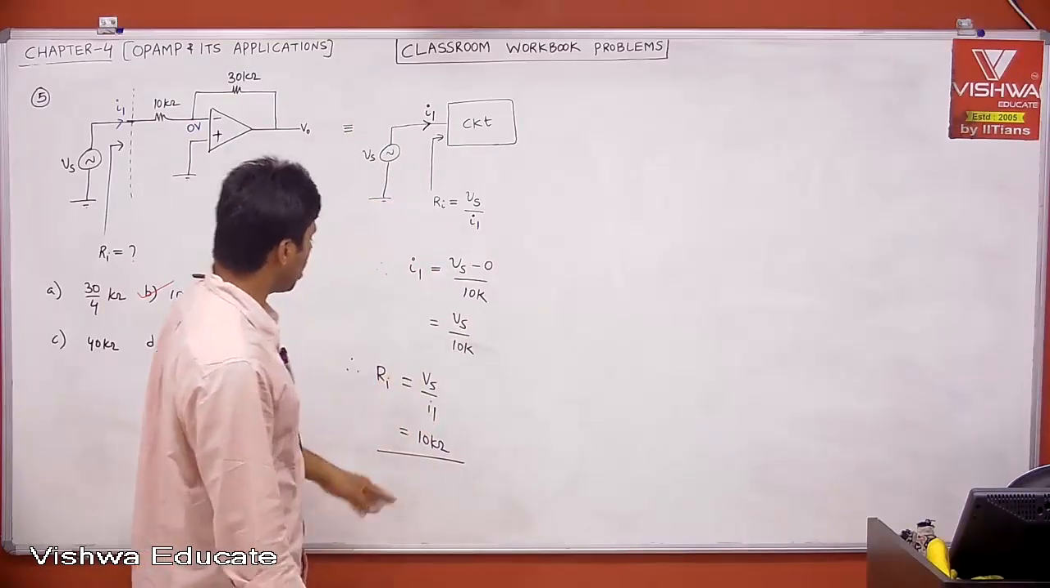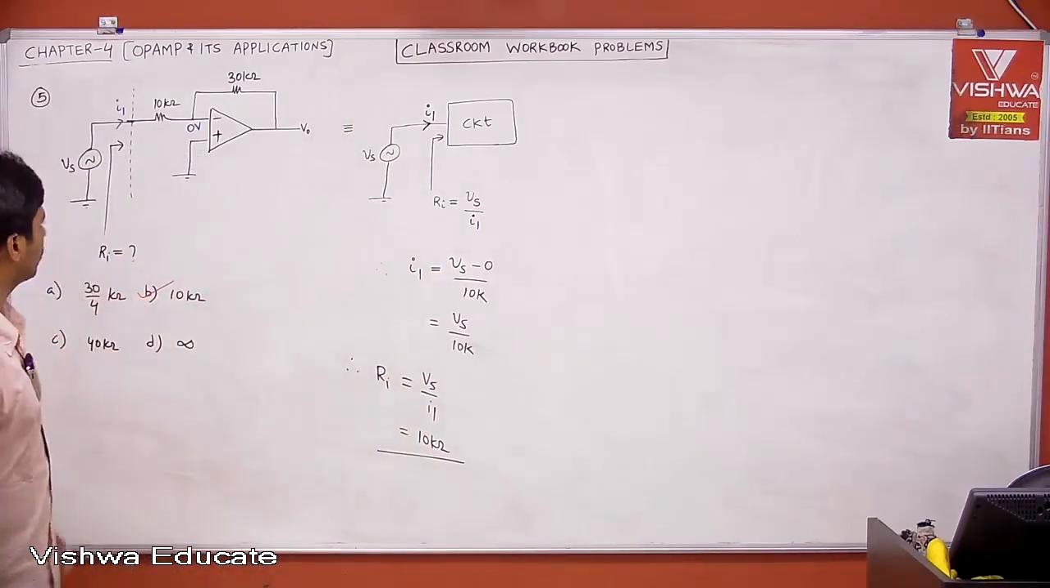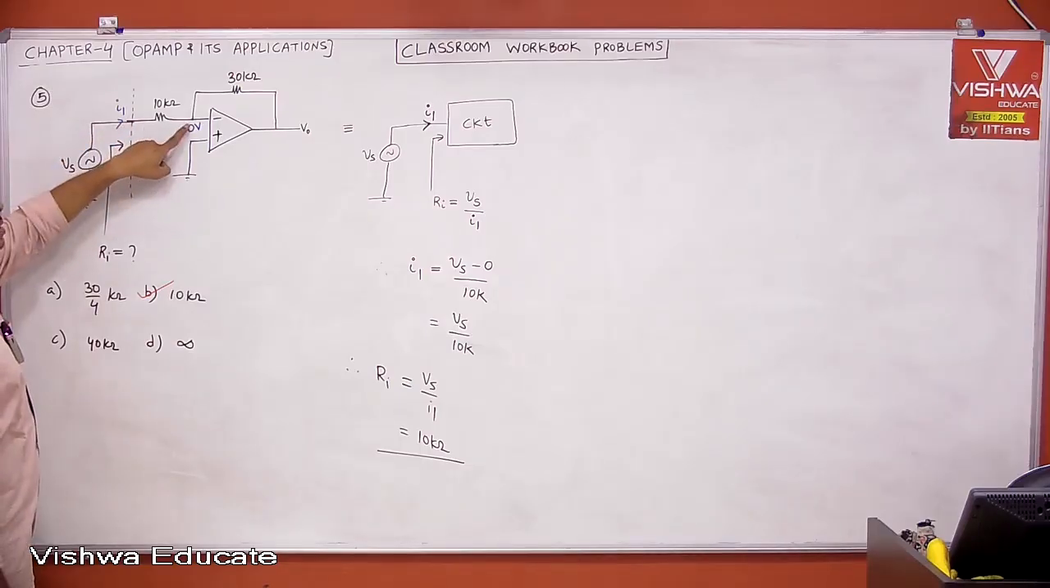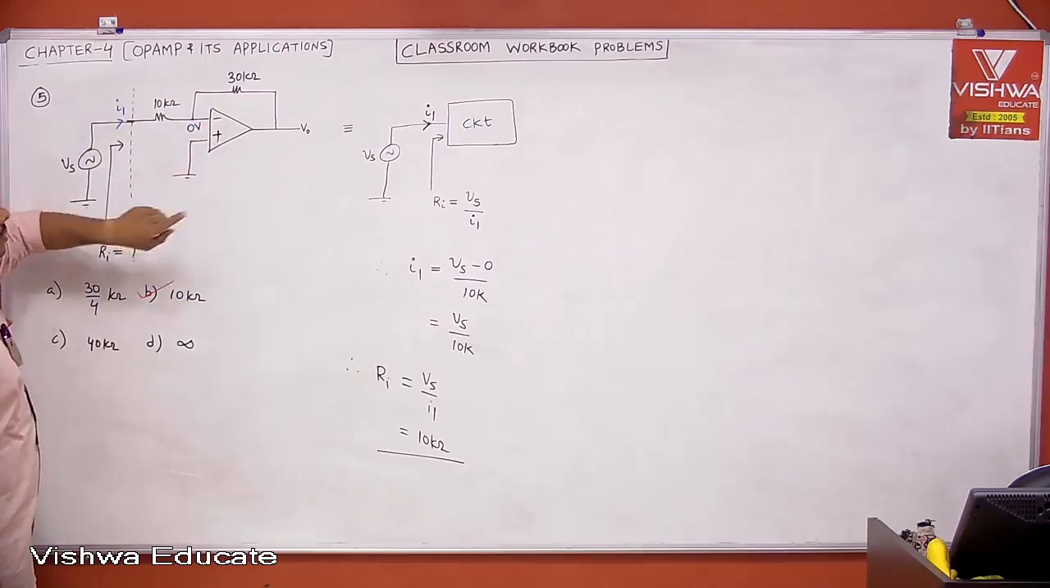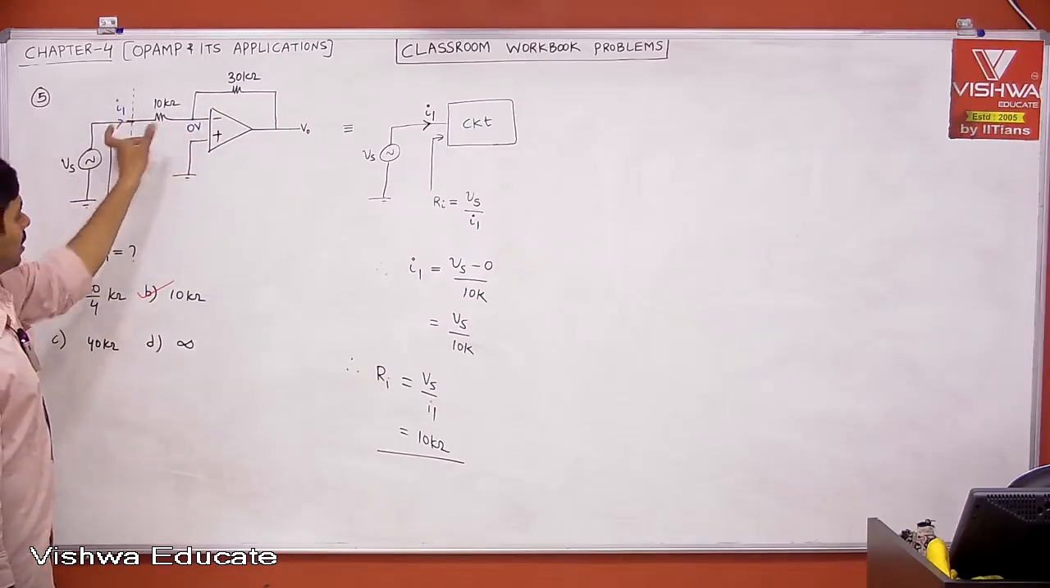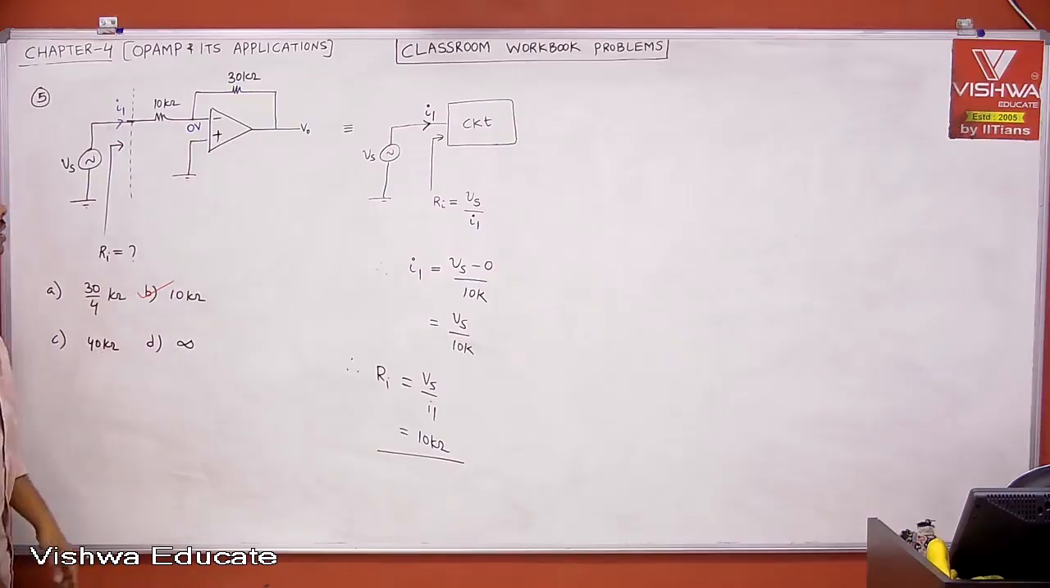Then if you solve, we got 10K. Qualitatively, I can say the input impedance is nothing but the impedance seen into the input port with respect to ground, because the input port is defined with respect to ground. Because negative feedback and the virtual concept is valid, the same voltage is coming here, therefore with respect to ground it is nothing but 10K. That is what we are getting directly.